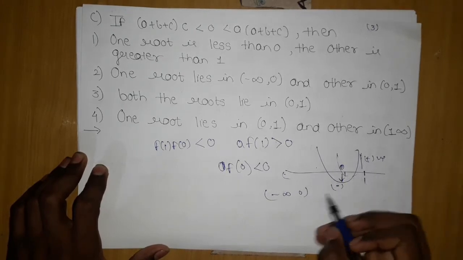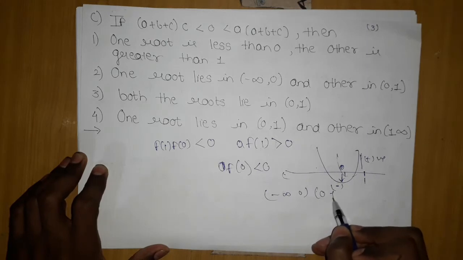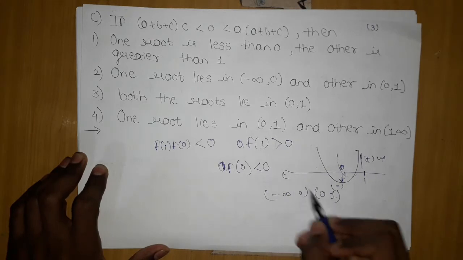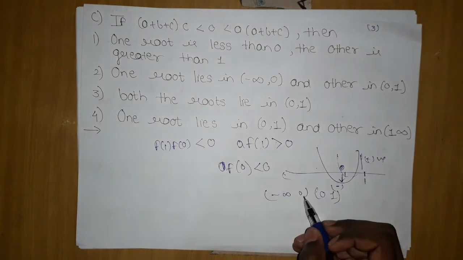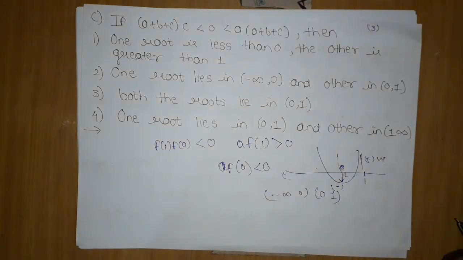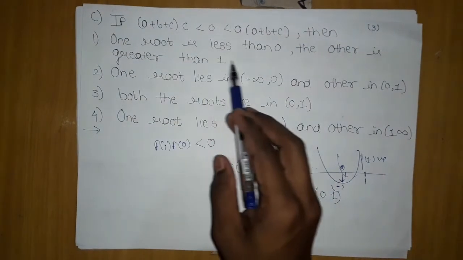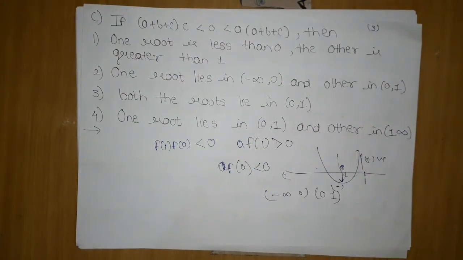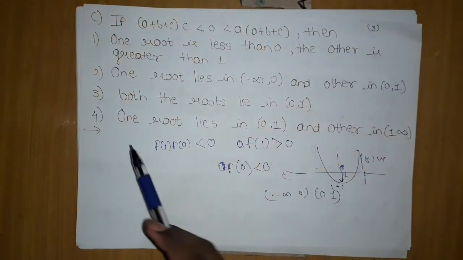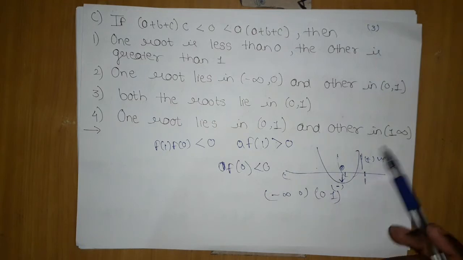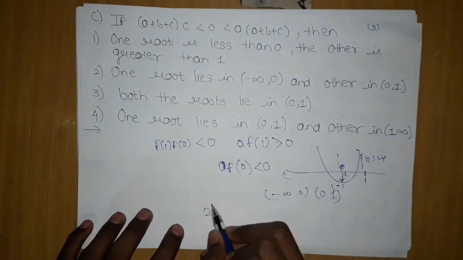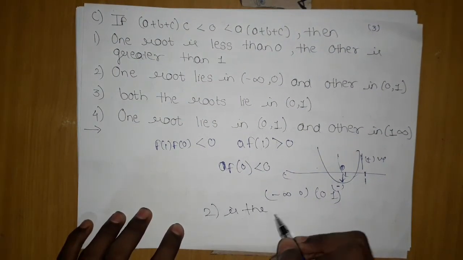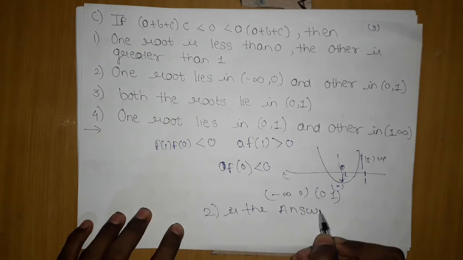Or the second root can lie from 0 to 1. So the first root can lie from minus infinity to 0 and the second root can lie from 0 to 1. Is there any option where one root is less than 0 and the other root is greater than 1? No, that is not right. One root lies in minus infinity to 0 and the other root in 0 to 1. So second is the answer. Okay guys, second is the answer.